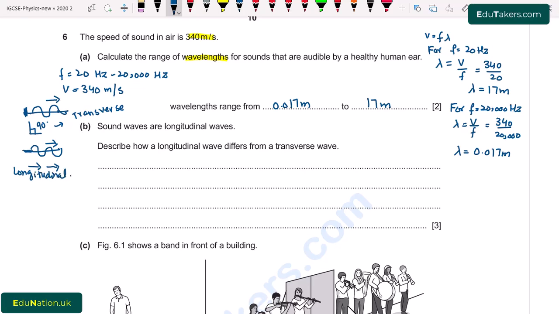So I write here: longitudinal wave's vibration direction is parallel to energy travel direction.